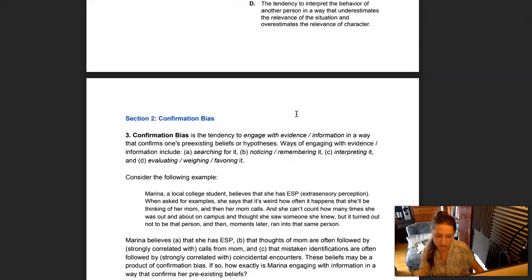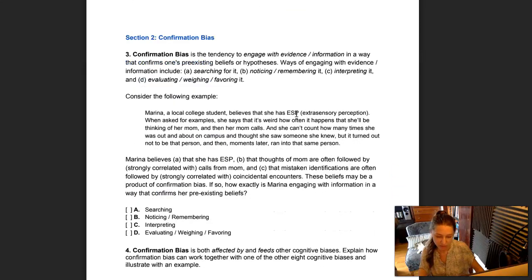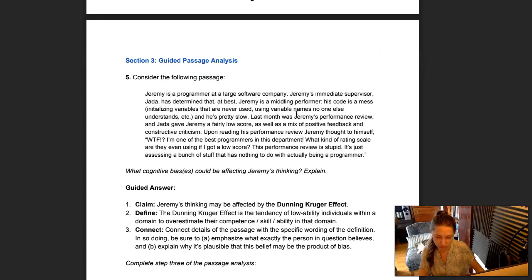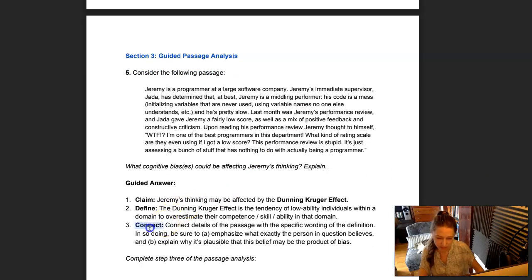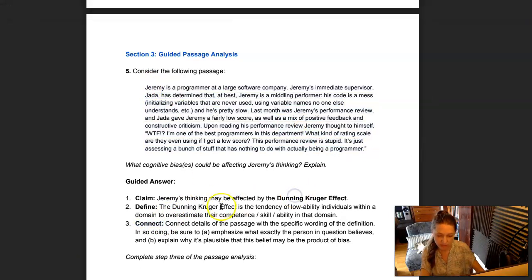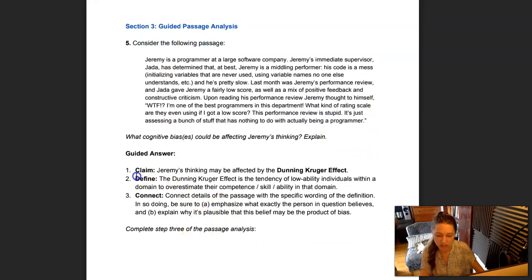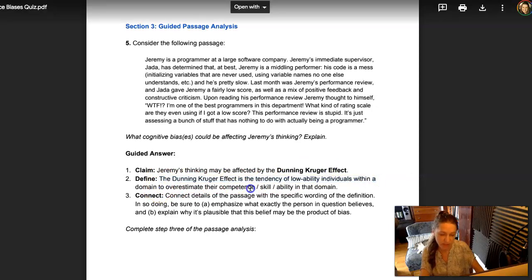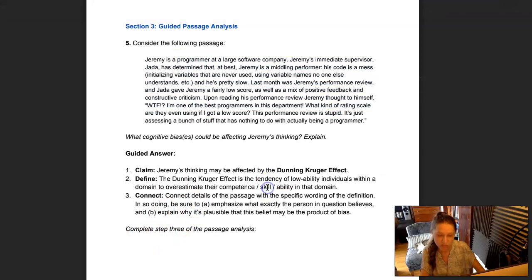Let's finish by doing an example where we have to connect, right? So don't even necessarily read the example here. Just let's take a look at the guided answer. We see the person in this passages of thinking may be affected by the Dunning-Kruger effect. And that is the tendency of low ability individuals within a domain to overestimate their competence, skill, ability, whatever, in that domain. So when you go to connect, we know we need to connect details from the passage to the definition. And what's essential to the definition?